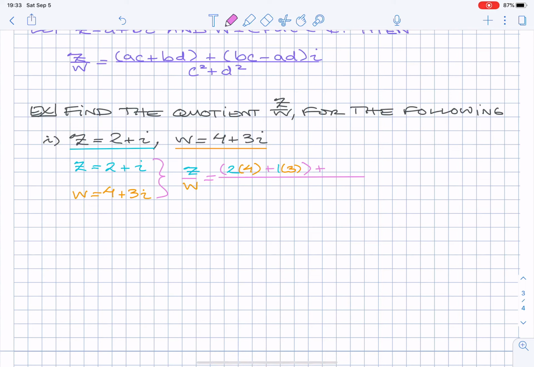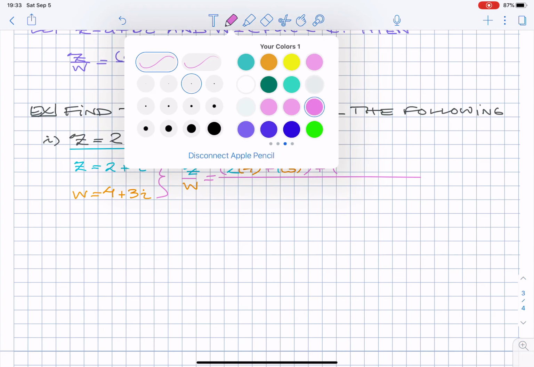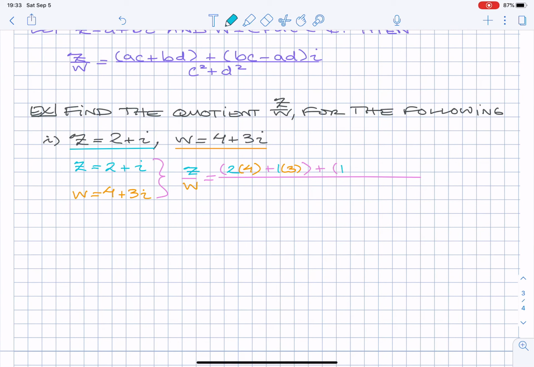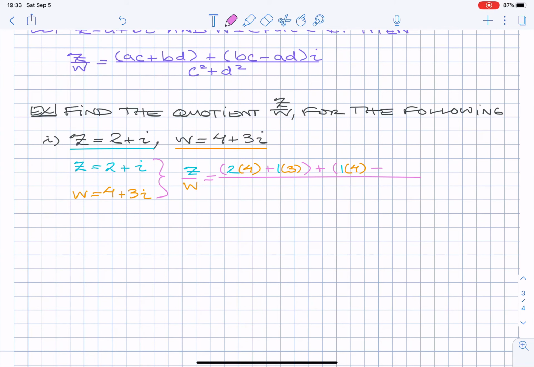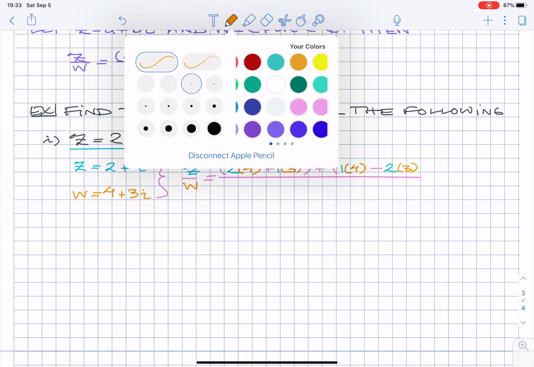Now we always add, but now we're going to add a difference. And in particular, the difference is BC. So I have to do this way first and then the other way second. Okay, so for us, BC is going to be 1 times 4, from which I'm subtracting now, not adding, the product of the other diagonal, which is 2 times 3. And that is my imaginary part in the numerator.